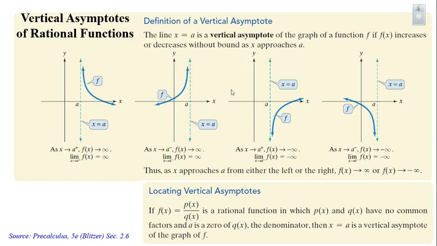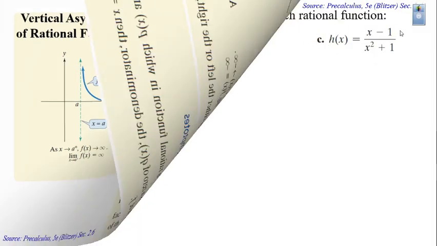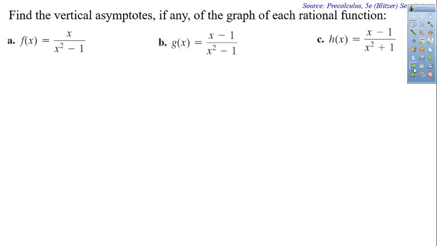And you can see here a few graphs of vertical asymptotes. As x approaches a from the right, the y goes to positive infinity. As x approaches a from the left, the graph goes to positive infinity. As x approaches a from the right, the graph of f goes to negative infinity. And as x approaches a from the left, the graph goes to negative infinity. So in a vertical asymptote situation, as x gets closer and closer to a finite real number, the y value goes up to positive infinity or to negative infinity. Let's take a look at a few examples here.